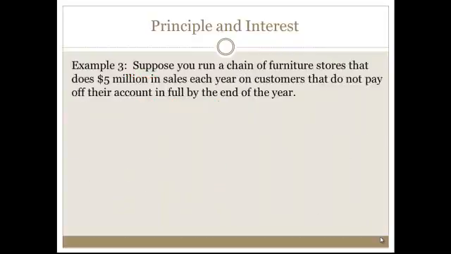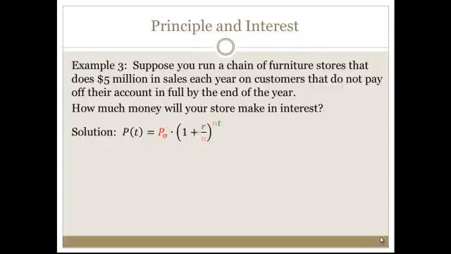Let's take this example further. Suppose you run a chain of furniture stores that does $5 million in sales each year on customers that do not pay off their account in full by the end of the year. How much money will your store make in interest? To find the solution, again we use the model P(T) = P0 times (1 + R/N)^(NT). The only difference here is that our original amount is $5 million in total sales instead of $2,000 for the single couch.